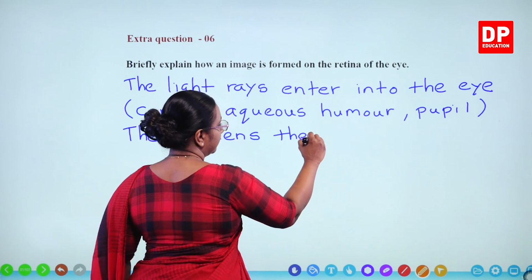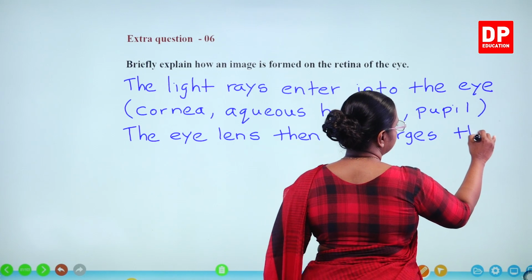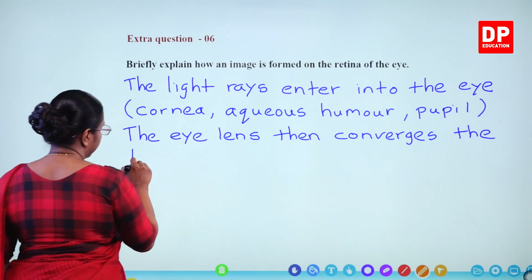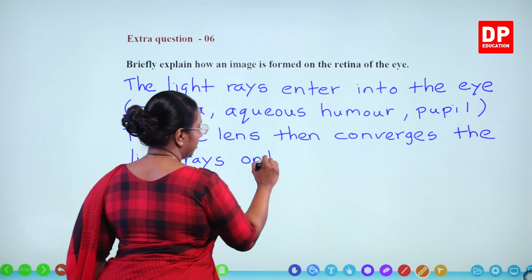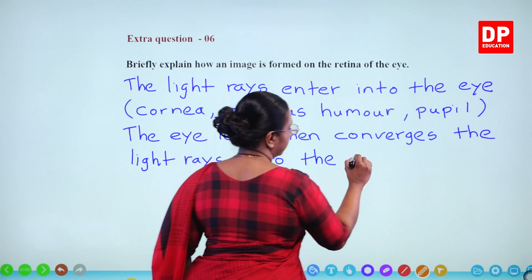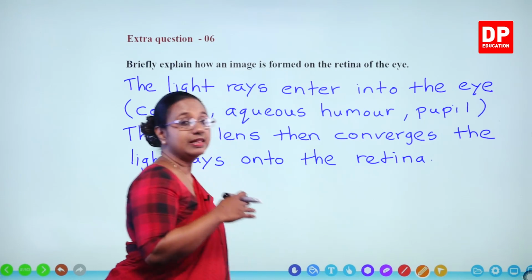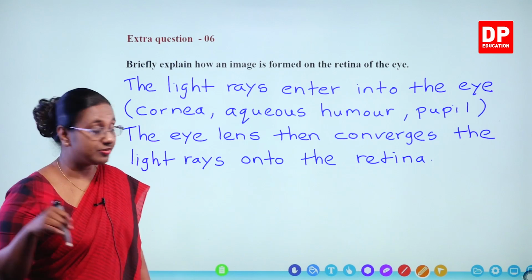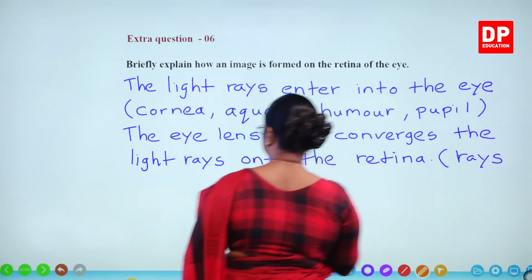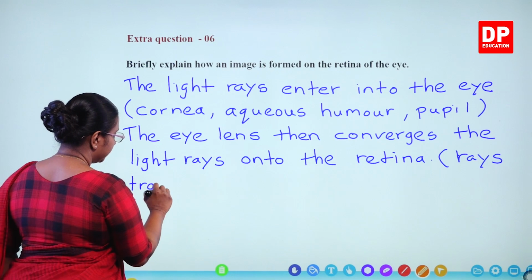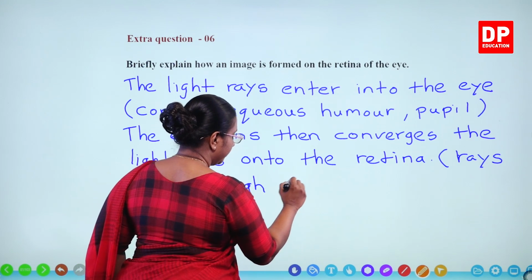then converges the light rays onto the retina. Here again, the light rays travel through the vitreous humor.